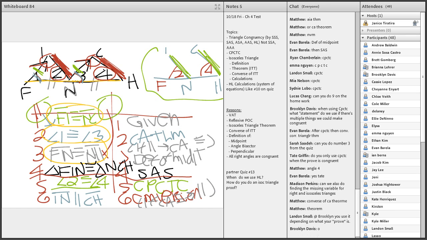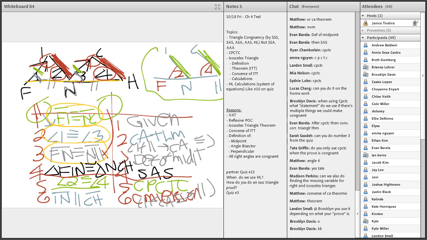Let me see a couple things I want to read. You only use CPCTC when you prove the triangles are congruent. Yes, Tate, after the triangles are congruent. That is right. Quiz number 3.